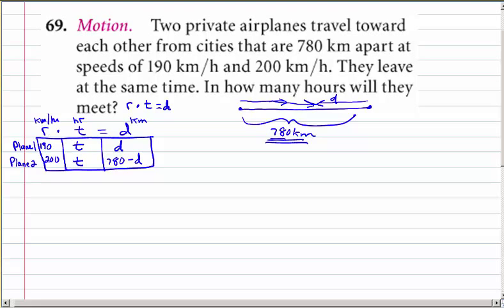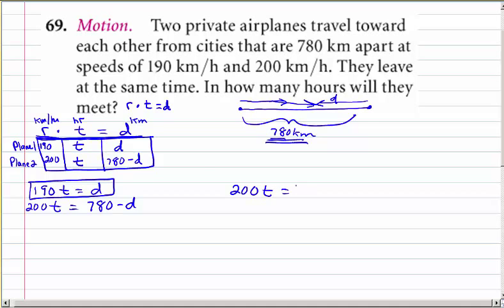And then I've written my formula on top of my table, and it tells me what to do with the items in the individual cells. So rate times time equals distance for the first plane would give me 190 times T equals D. And for the second plane, 200 times T equals 780 minus D. This is a natural substitution problem since the first equation gives you that D is equal to 190T. So we can solve that by saying 200T is equal to 780 minus 190T.